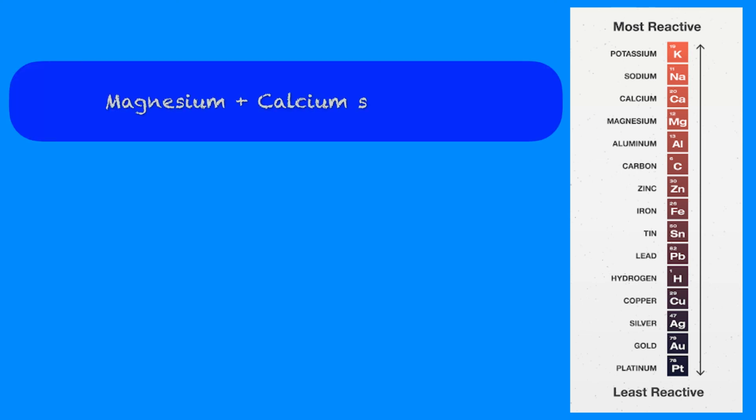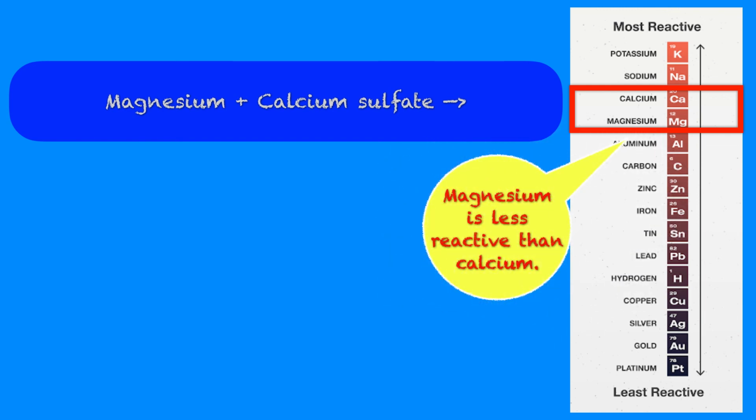Now, let's predict the product of the reaction between magnesium and calcium sulfate. What are the two metals included in this chemical reaction? Magnesium and calcium. Let's compare the reactivity of these two metals. Magnesium is less reactive than calcium.